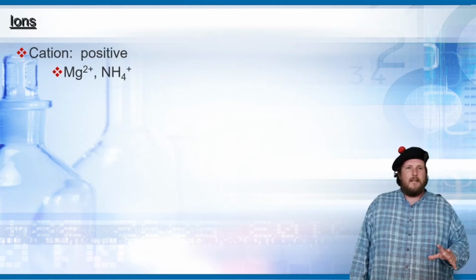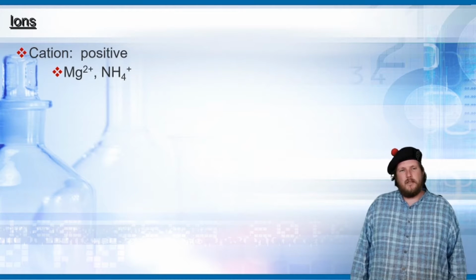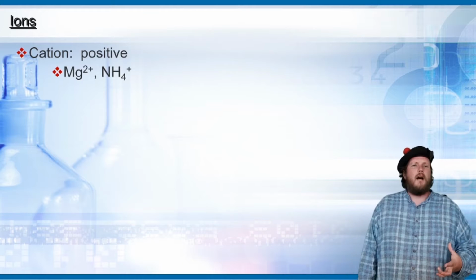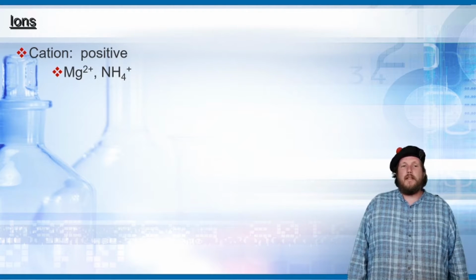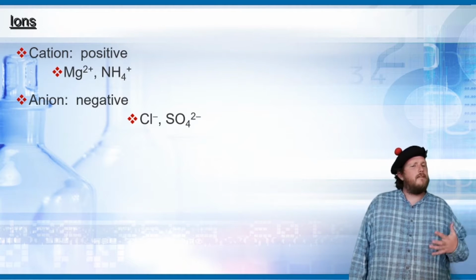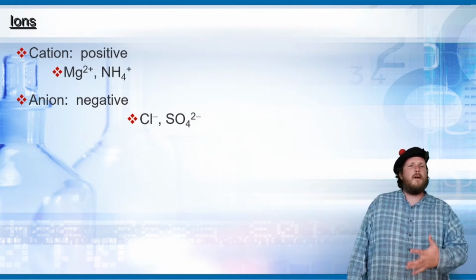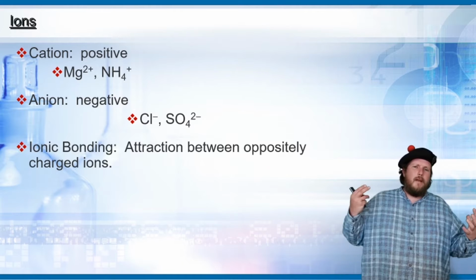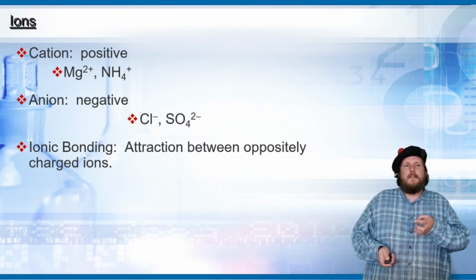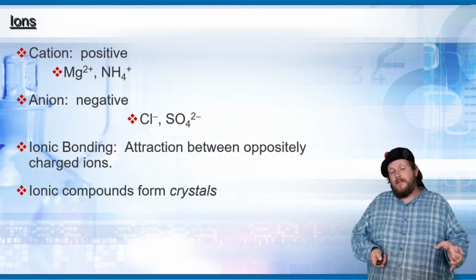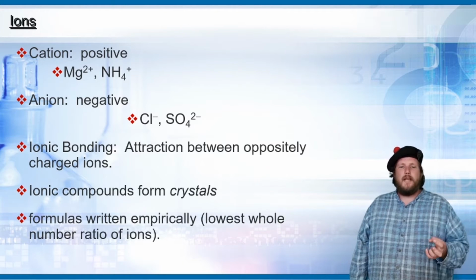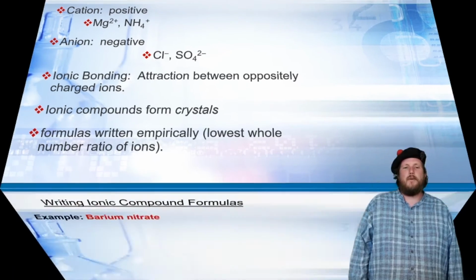So ions, ionic bonding, to review a little bit, the cation is positive, so like magnesium 2+, ammonium which has a +1 charge. Anions are negative, chlorine minus, SO4 2-, polyatomics, right? Ionic bonding is the attraction between oppositely charged ions. Ionic compounds form crystals. The formulas written are empirically the lowest whole number ratio of those atoms.